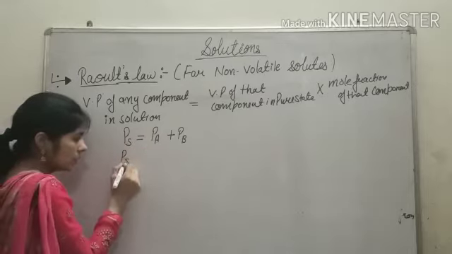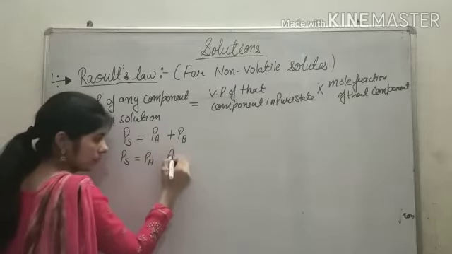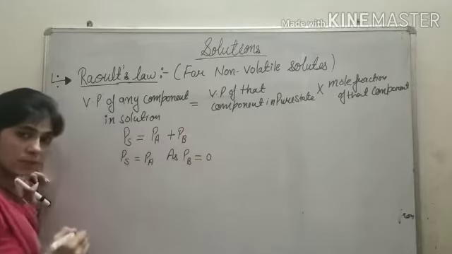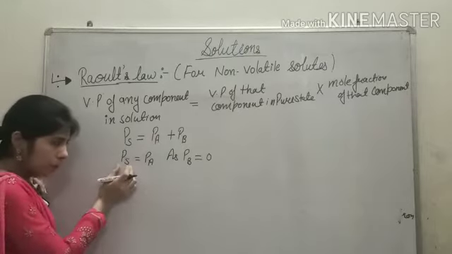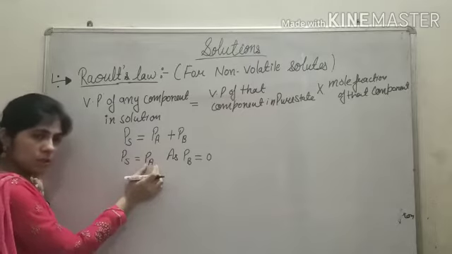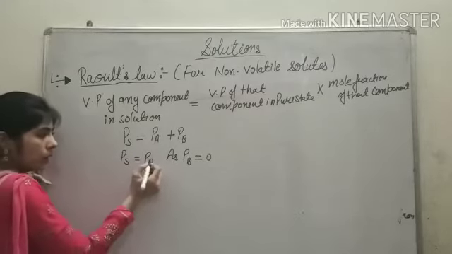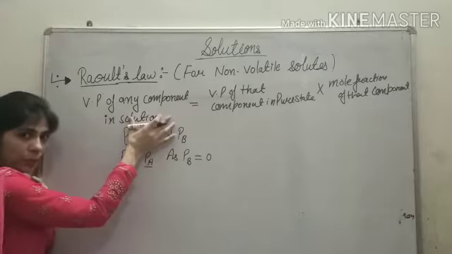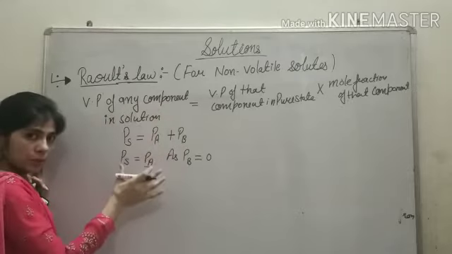So PS is equal to PA, as PB is equal to 0 as it is non-volatile. Okay students, PS is the vapor pressure of the solution, and PA is the vapor pressure of the solvent. Now this equation can be written in symbol form.